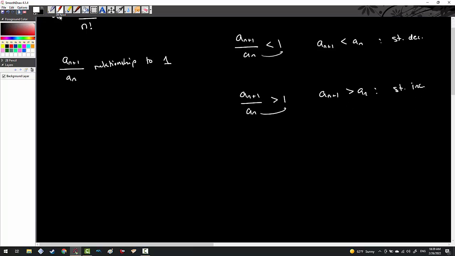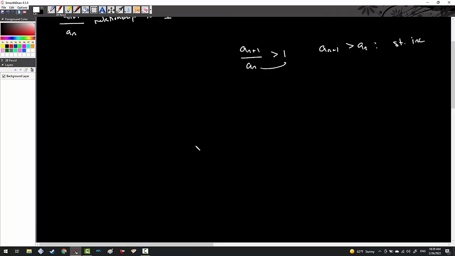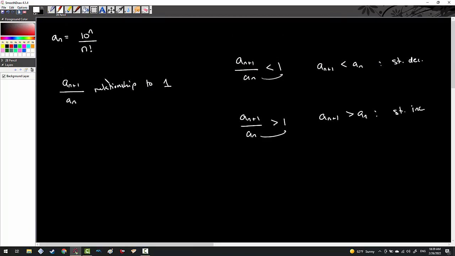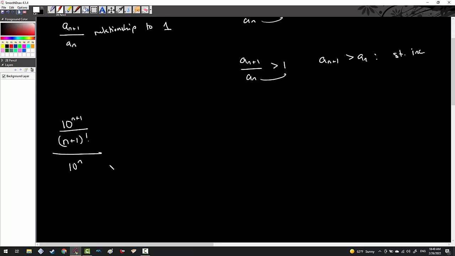So it's good to know how to divide out factorials. Again, like I said, we're going to do it somewhat often. So I'm going to go ahead and apply that idea to this problem here. I'm going to say 10 to the n plus 1 over n plus 1 factorial, and I'm going to divide that by 10 to the n over n factorial. Now, I love four-layered fractions because that gives me 10 to the n plus 1 over n plus 1 factorial times n factorial over 10 to the n.